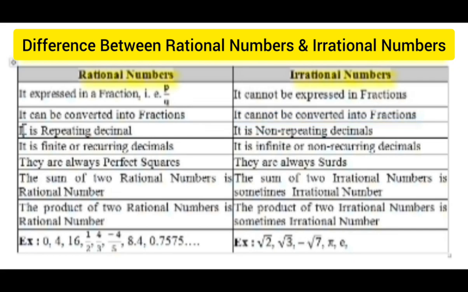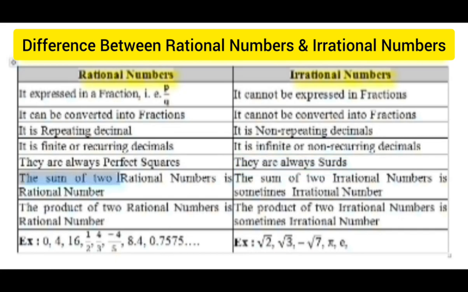Rational numbers are repeating decimals. Irrational numbers are non-repeating decimals. Rational numbers are finite or recurring decimals. Irrational numbers are infinite or non-recurring decimals. Rational numbers are always perfect squares. Irrational numbers are always surds.